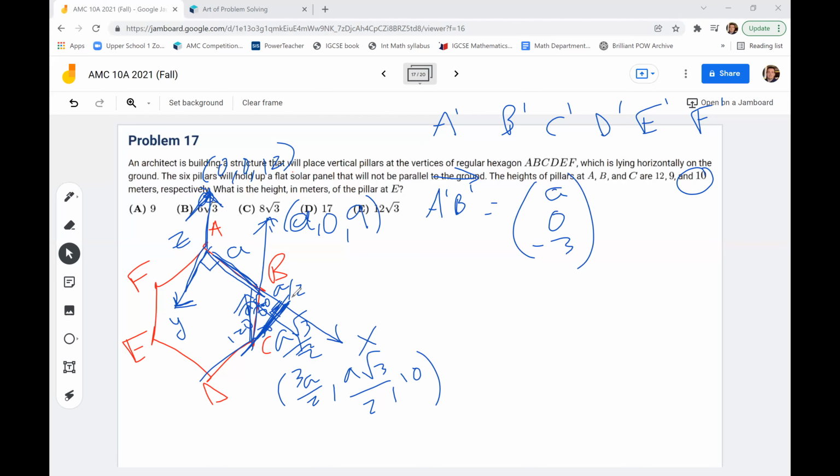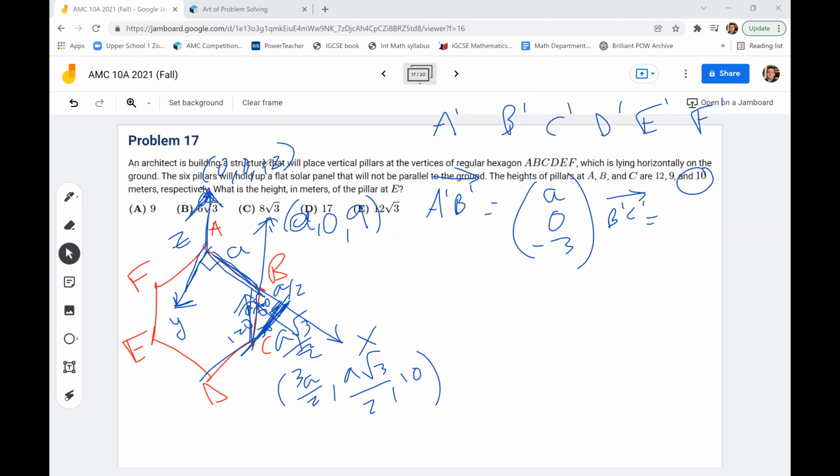If you're wondering how I got that, the way you find a vector from two given points is by subtracting the x, y, and z values. So what I did is 0 minus 0, 0 minus 0, 9 minus 12. So you get (0, 0, -3). Now I also want to find vector B'C'.